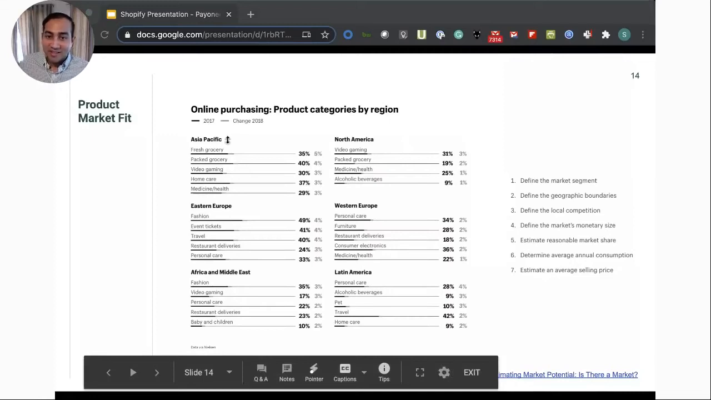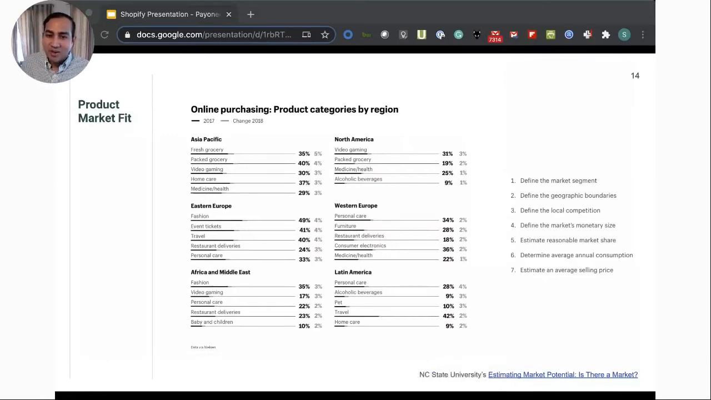There is some interesting, rich data here by Nielsen, which talks about how online purchases vary by product categories and by region. So it's very important to get to which countries and regions will be relevant for you, and go through that entire product market fit exercise.